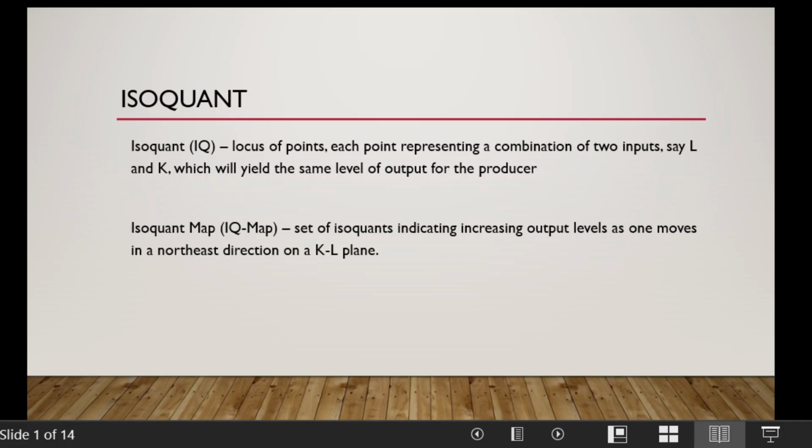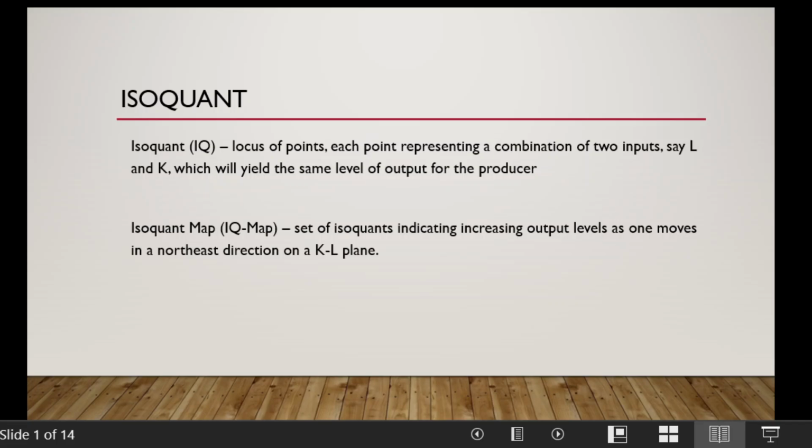Okay? So, we have the first term here, isoquant. So, ano nga ba yung isoquant na sinasabi natin? Okay, so isoquant is the locus of points, each point representing a combination of two inputs. So, let's say na we have L and K, or L stands for labor, and then yung K natin is capital. Okay? Then, which yield the same level of output for the producer.